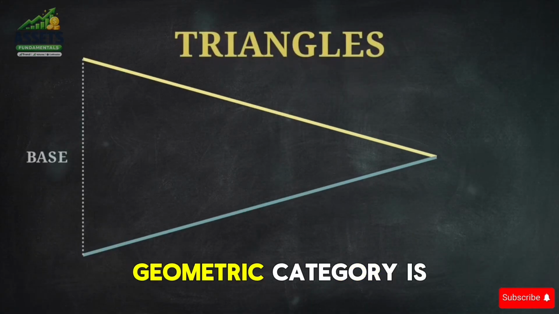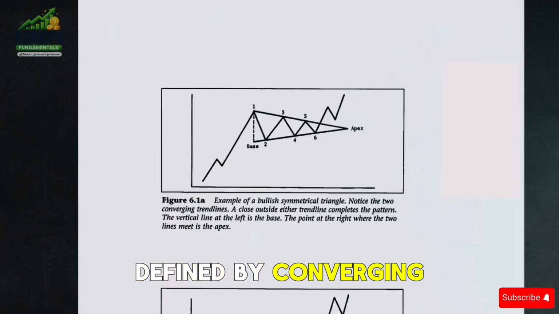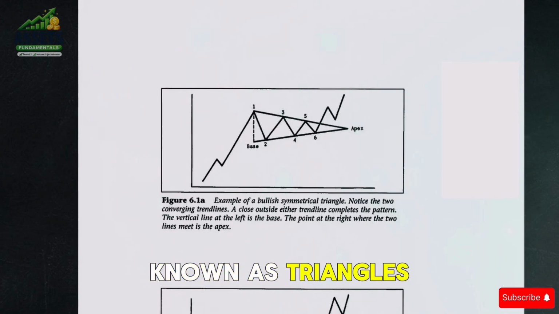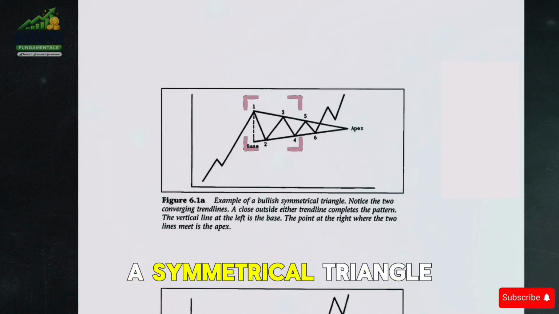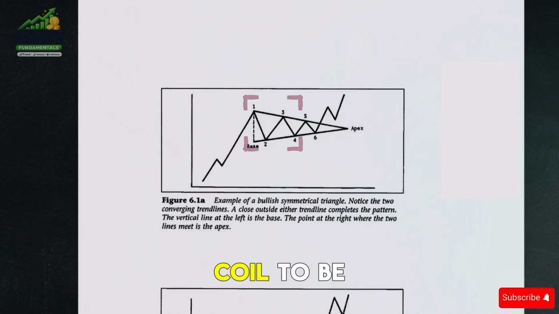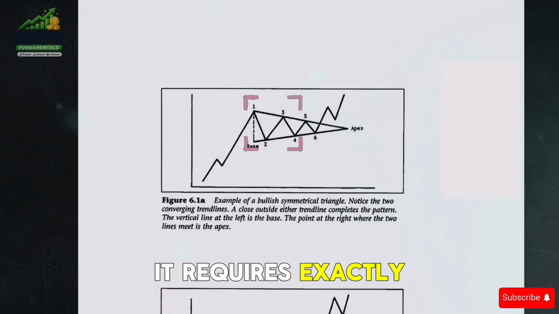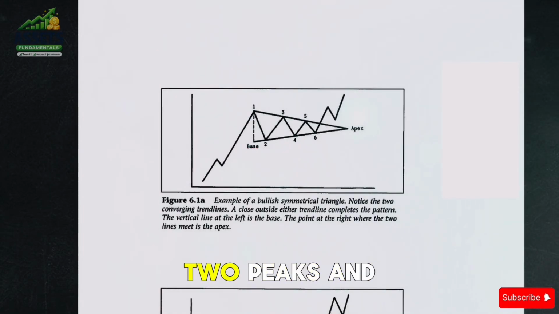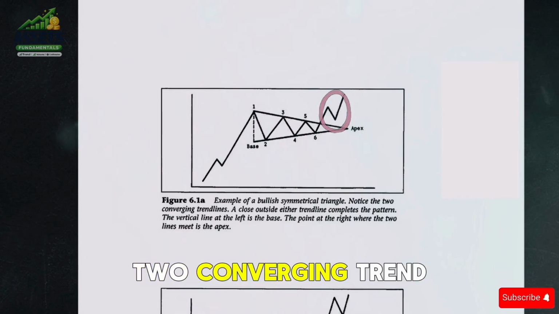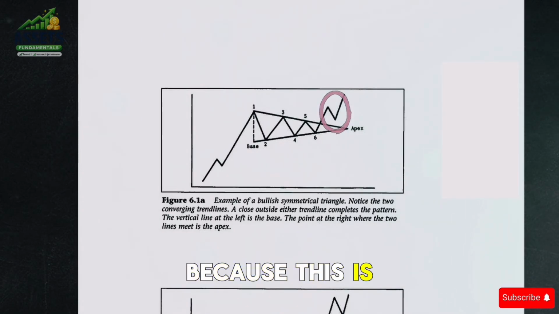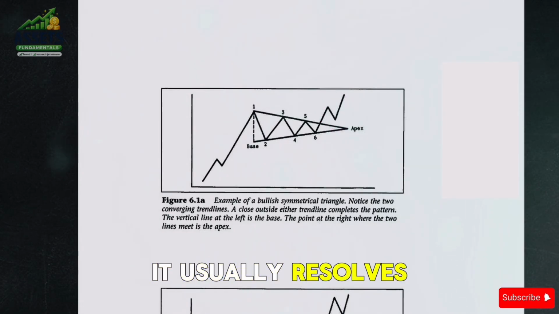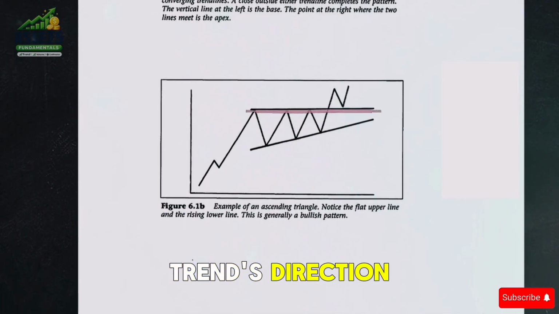The first major geometric category is defined by converging boundary lines, known as triangles. This chart displays a symmetrical triangle, sometimes called a coil. To be valid, it requires exactly 4 reversal points, 2 peaks and 2 troughs, across 2 converging trend lines. Because this is a continuation pattern, it usually resolves by breaking out in the original trend's direction.